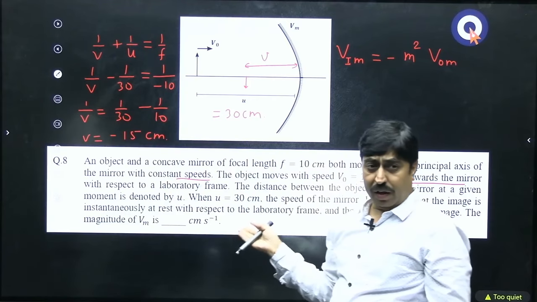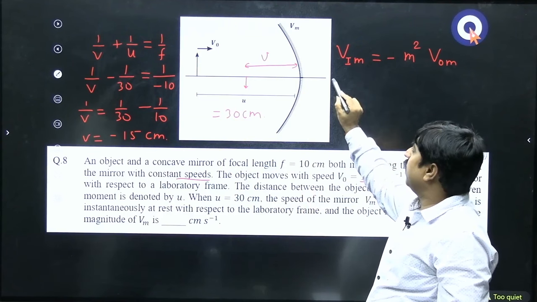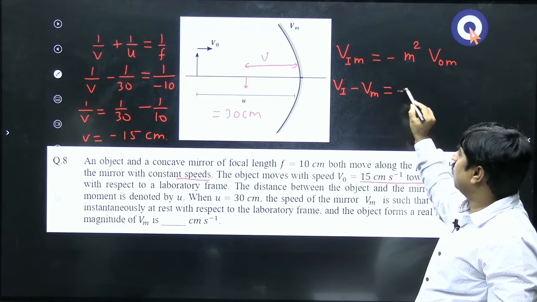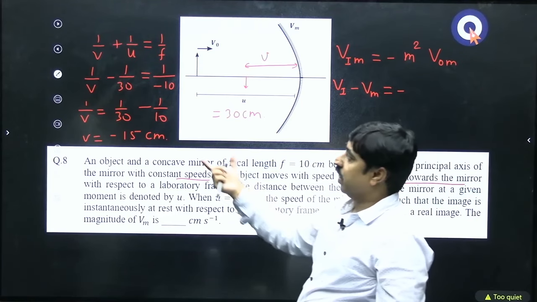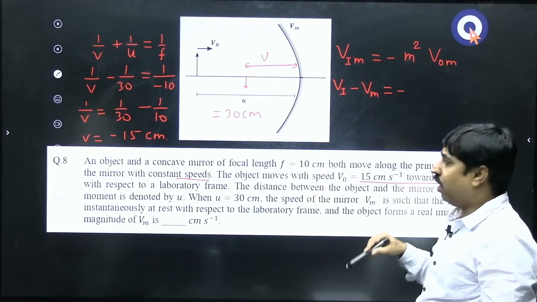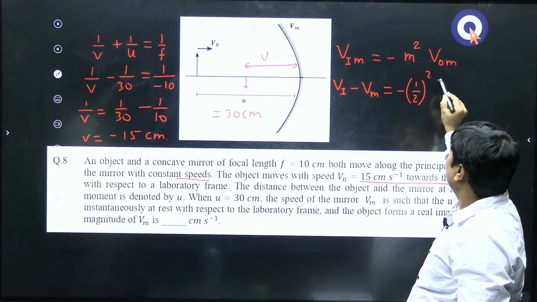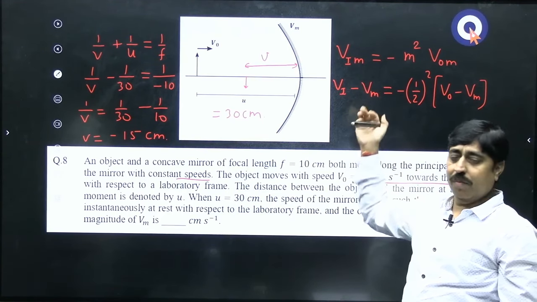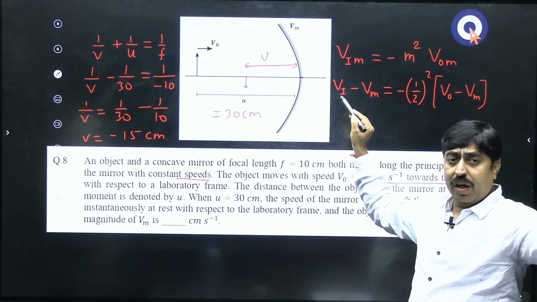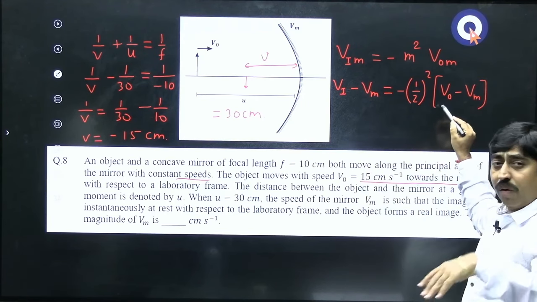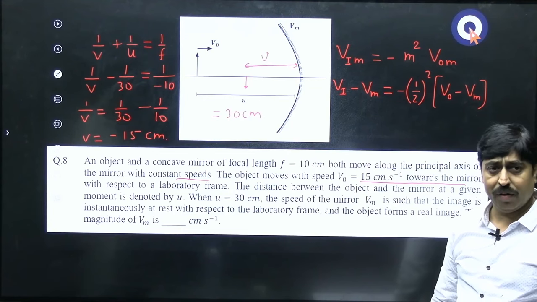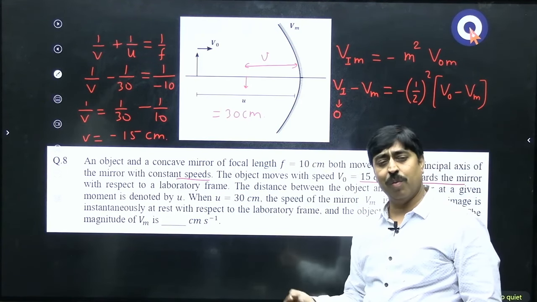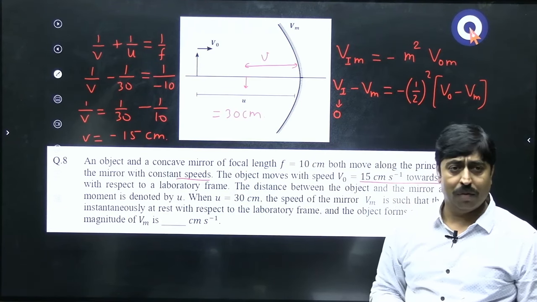In this particular question, velocity of image with respect to mirror is velocity of image minus velocity of mirror, as relative motion. And magnification, as we all can see, is magnitude 1 by 2, because magnification is V upon U, V is 15, U is 30, so the ratio is half. So, this half squared, into velocity of object minus velocity of mirror. Students, when I write Vim as Vi minus Vm, this Vi is velocity of image in laboratory frame, in ground frame. This is velocity of mirror in ground frame. This is velocity of object in ground frame. This is velocity of mirror in ground frame, isn't it? So, in the question, it is said that Vi is 0. The image does not appear to be moving in the ground frame. So, what is the value of Vm? That is what we have to find.